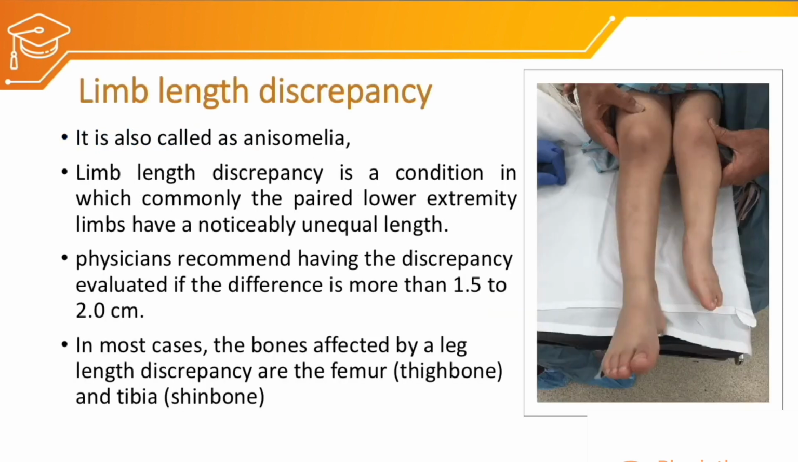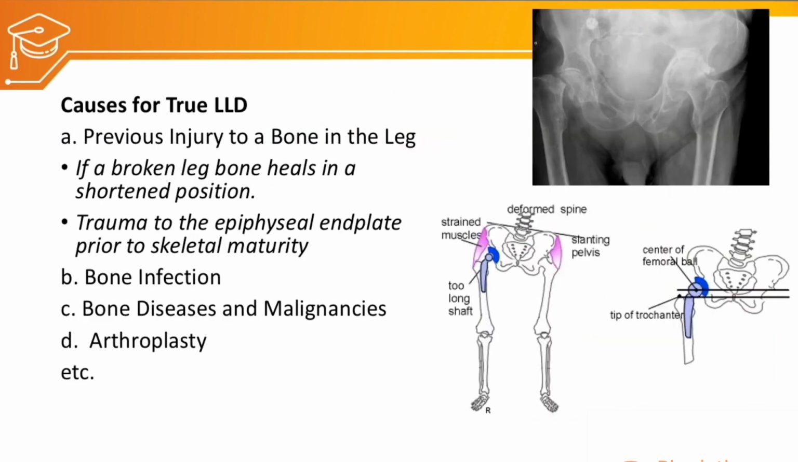Last class we also discussed what limb length discrepancy is. It is also called anisomelia, and limb length discrepancies can occur because of true limb length discrepancy or functional limb length discrepancies. Some of the causes for true limb length discrepancies are injury directly to the bone, either the bone being shortened because of a fracture, or bone diseases or malignancies, or replacement of the joints.